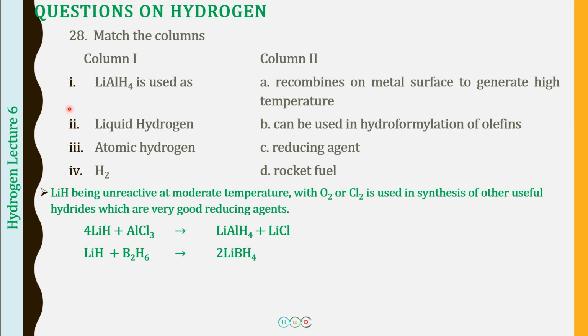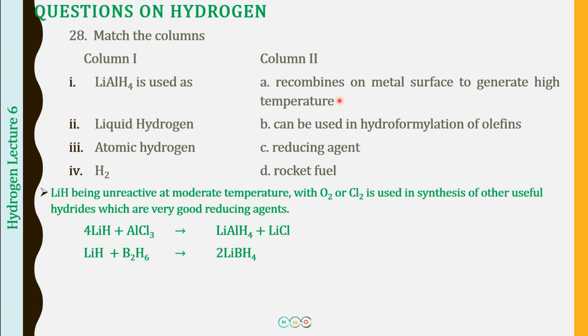Right. So we have lithium aluminium hydride being used as a reducing agent now. Liquid hydrogen, this is the next use of hydrogen we have. It is used as a rocket fuel along with liquid oxygen. Next we have atomic hydrogen. Atomic hydrogen recombines on metal surface to generate high temperature.